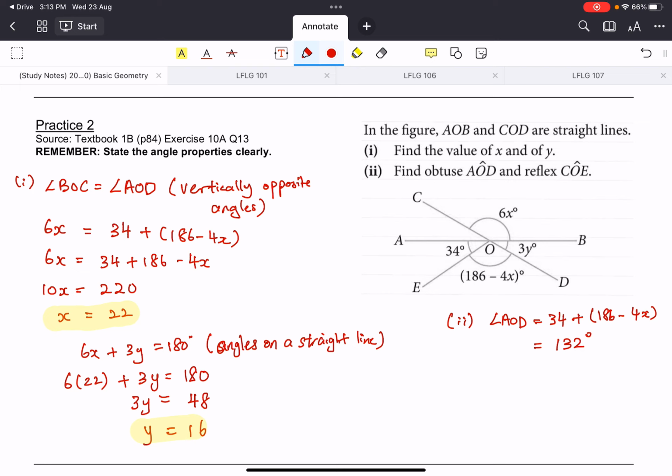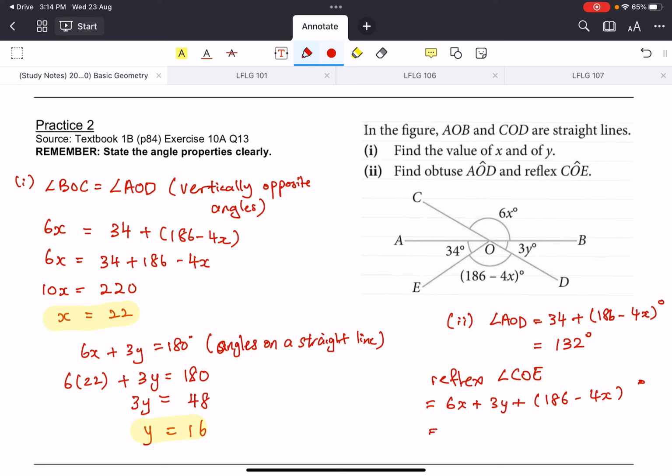So please take note of that, which is why part 2 is 132 degrees, whereas part 1, x is just 22. Okay, so similarly from here we find the reflex angle COE. The reflex angle will be the external part, the part that's more than 180 degrees. So in this case, it will be 6x plus 3y plus 186 minus 4x degrees. So write degrees here as well.